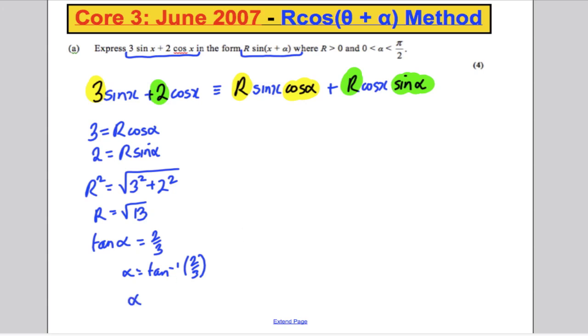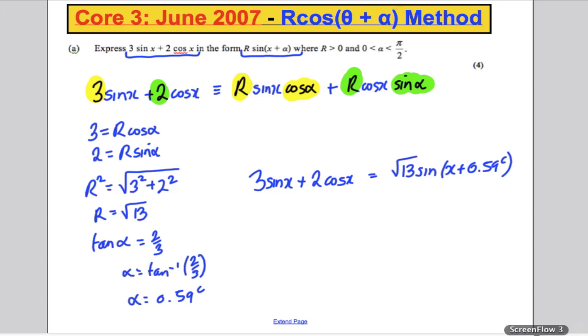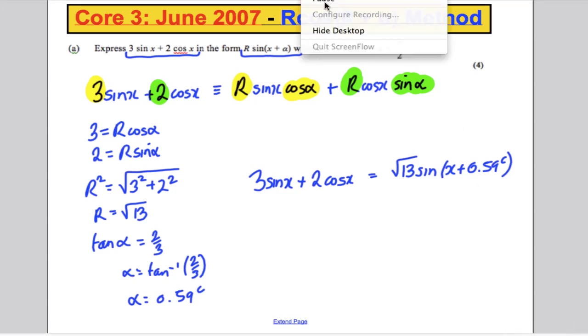So you get alpha is equal to 0.59, let's just do it to 2 dp. So therefore, in the right form, 3 sin x plus 2 cos x is equal to the square root of 13 sin of x plus 0.59 radians. And you're done. You've got yourself your nice 4 easy marks.